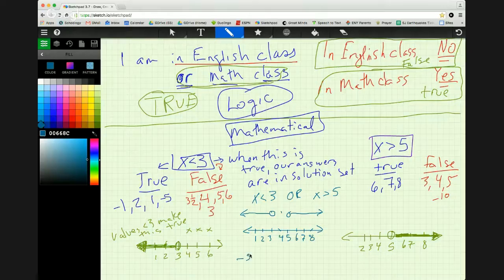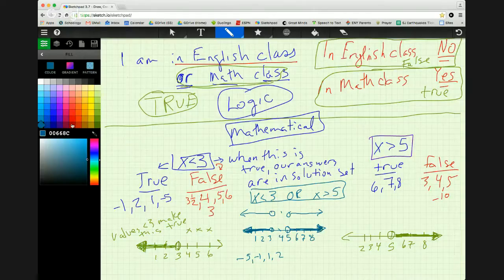Well, -5, -1, 1, and 2. Remember, anything over here makes this left side true. So part of our answer is going to be anything less than 3. Also, if this right side is true, then this whole compound statement becomes true. So as long as anything over here is true, our compound statement is true.